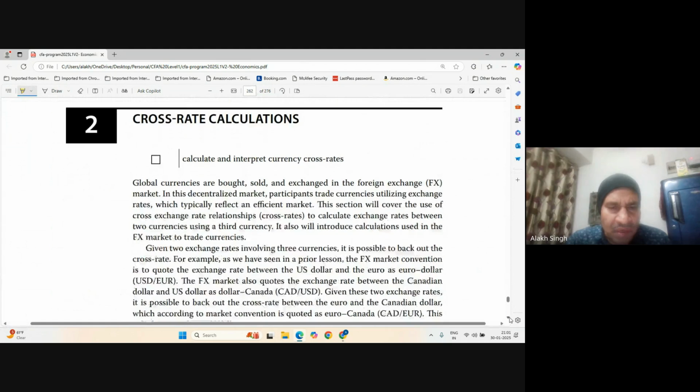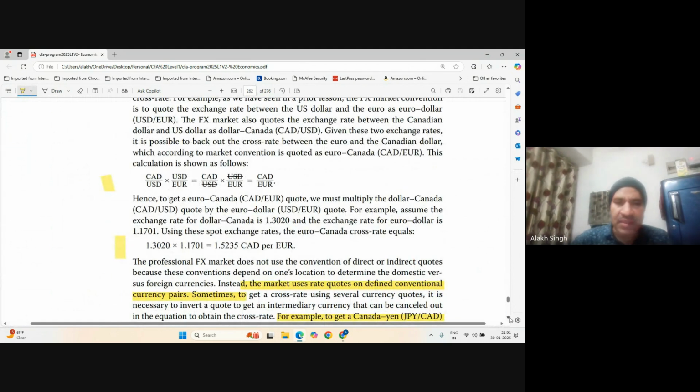So one is cross rate calculation and how it is calculated. Cross rate is for two currencies. Since there are arbitrageurs and the foreign exchange market is the most liquid market, whenever we do the cross calculation, it must be arbitrage free.